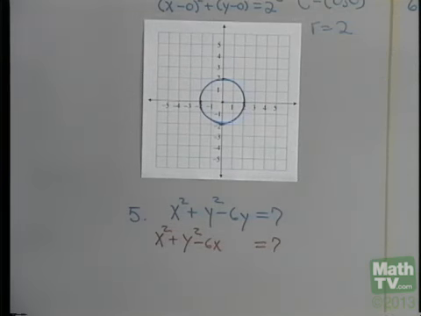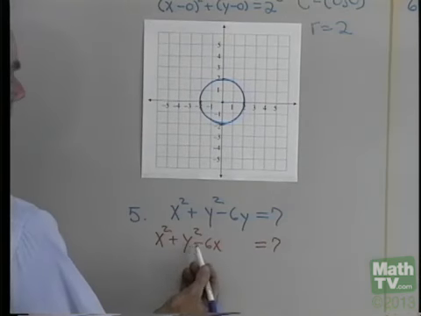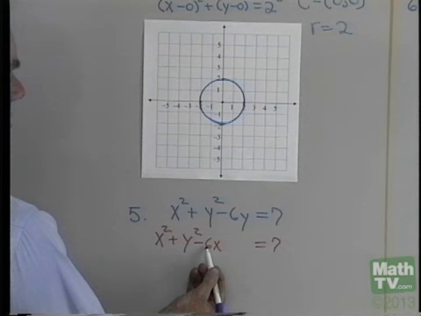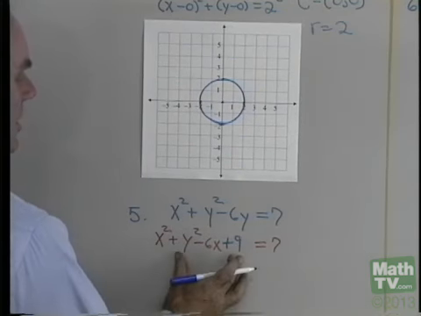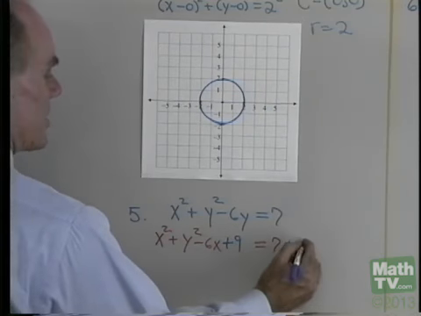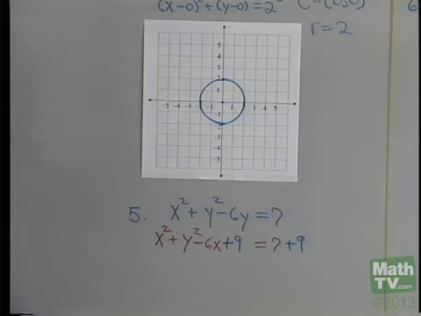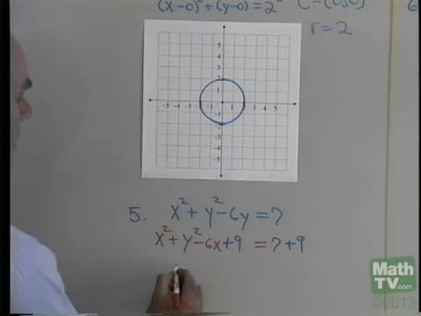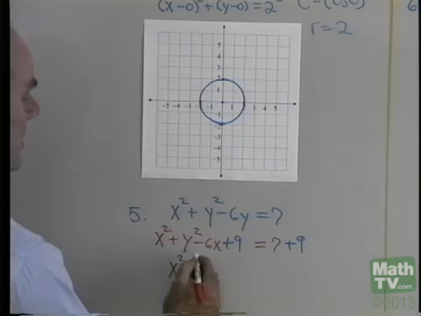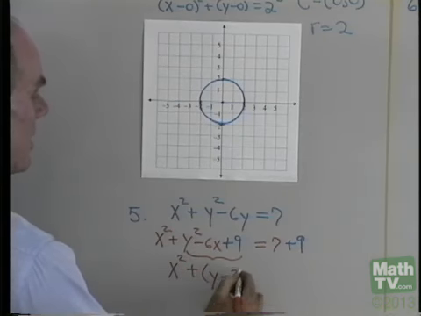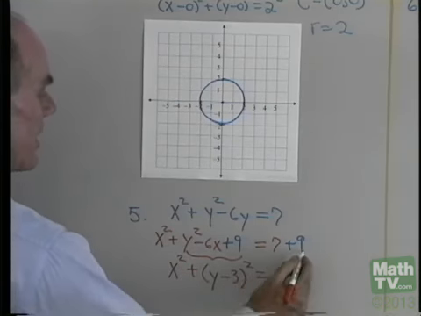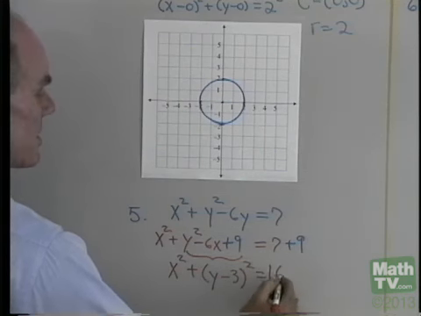Now I want to complete the square on y, so what I need to do is add, well, let's see. The coefficient is 1, this is negative 6, half of that is 3, the square of which is 9. So if I add 9 right here, this will become a perfect square. If I add 9 to one side of the equation, I have to add 9 to the other side also. So I end up with x squared plus y minus 3 quantity squared, and this side is 9 plus 7, which is 16.